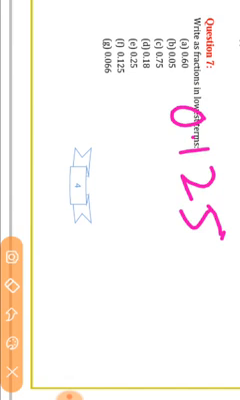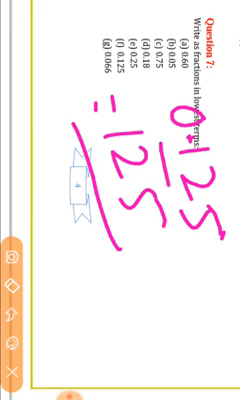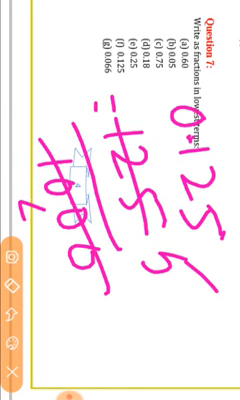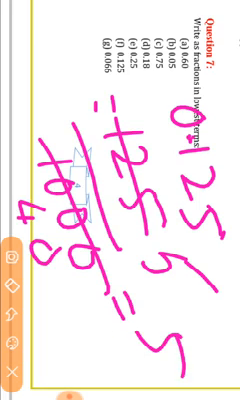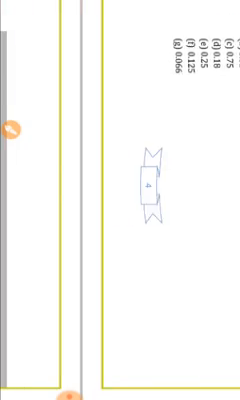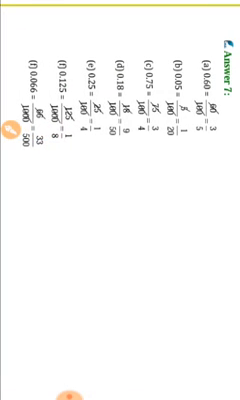0.125 is there, means we can write 125 by, how many digits are there after the decimal? 3 are there, means 1, 2, 3 zeros. Now you can cancel by 25 also. 25 5s are 125, 25 40s are 1000. Okay, 5 by 40. 5 1s are 5, 5 8s are 40. So it is nothing but 1 by 8. Like this you have to write. So these are the examples. You can see the cancellation. So don't forget the fractions here.